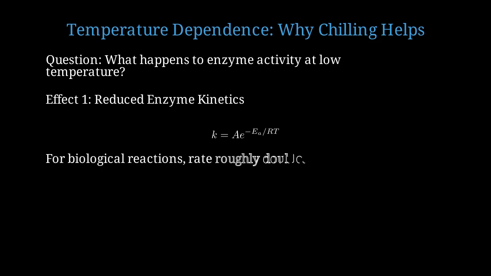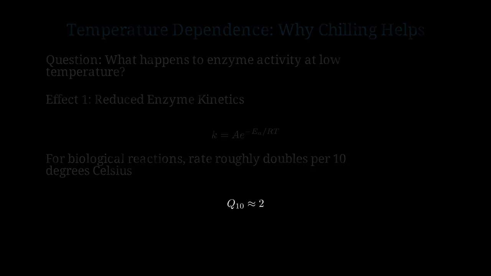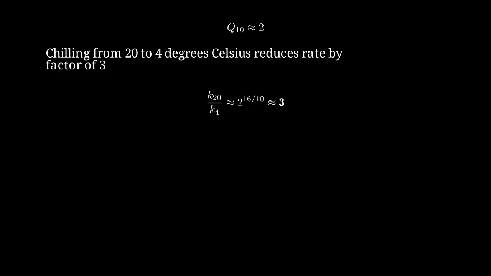For most biological reactions, the rate approximately doubles for every 10 degrees Celsius increase. This is called the Q10 rule. Q10 approximately equals 2. If we chill an onion from 20 degrees Celsius to 4 degrees Celsius, that's a 16-degree drop. This reduces the reaction rate by approximately a factor of 3. The ratio of rate constants is approximately 2 to the power of 1.6, which equals about 3.